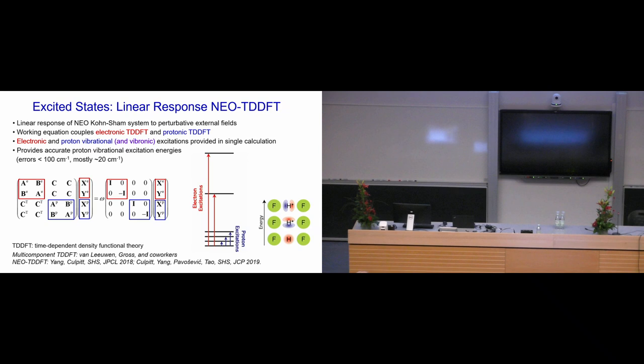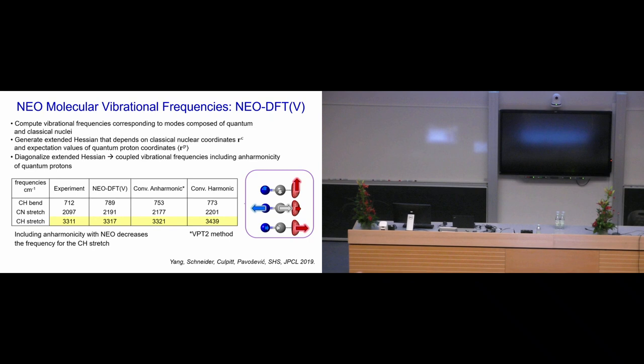Now, you might wonder, how do we compute vibrational frequencies that correspond to modes composed of both quantum and classical nuclei if we're treating only the protons quantum mechanically? This was a bit of a challenge to address, but what we do is we generate an extended Hessian that depends on the classical nuclear coordinates, as you'd expect, but also the expectation values of the quantum proton coordinates. This way we get the full Hessian, we can diagonalize that, and we get coupled vibrational frequencies that include the anharmonicity of the quantum proton. So we do better than your regular harmonic approach.